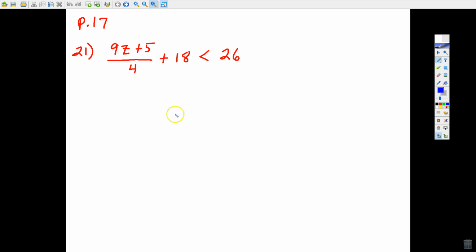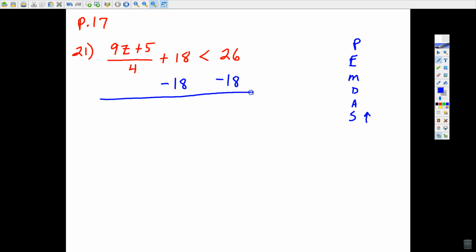on a number line. Okay, so we know from our solving of linear equations, we solve linear inequalities in the same process. We follow PEMDAS. Remember, our PEMDAS order is being followed in reverse. So the first thing I'm going to do is undo adding 18. So I'm going to subtract 18 from both sides.